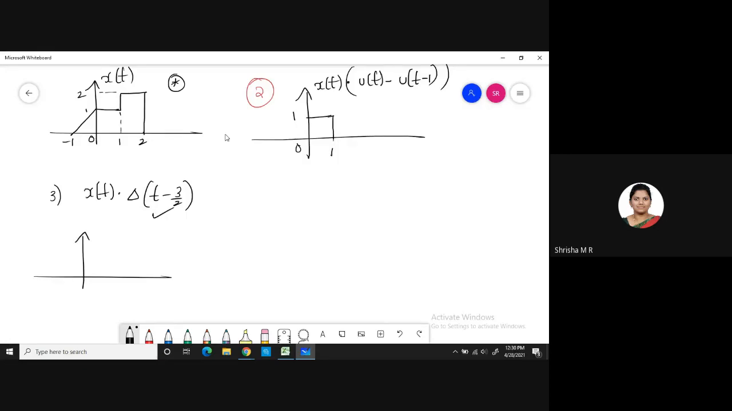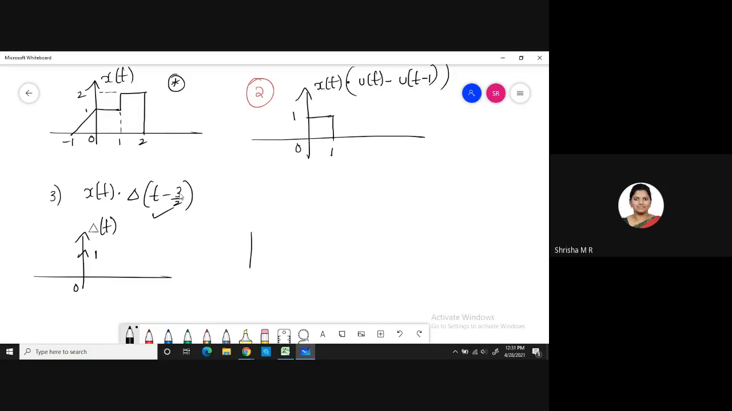We know that the impulse signal will exist only at t is equal to 0 with an amplitude of 1, correct? Yes, ma'am. It is a unit impulse function. It has value only at t is equal to 0. So now you have shifting. You have t minus 3 by 2, and 3 by 2 is valid on a continuous time scale.